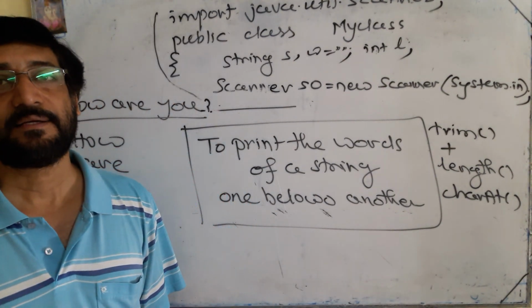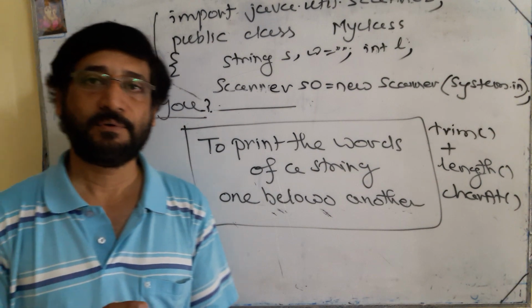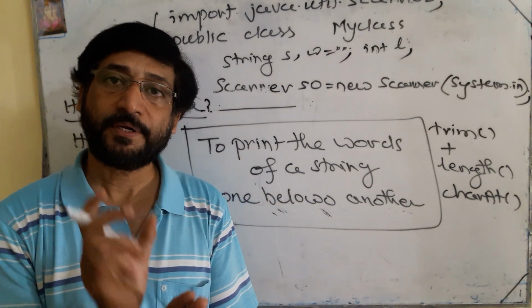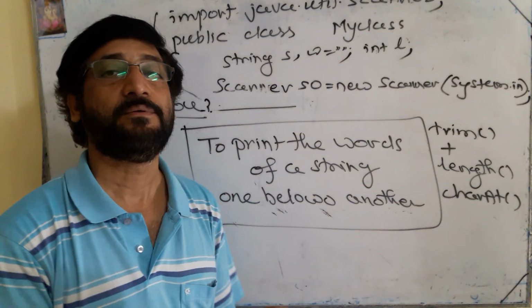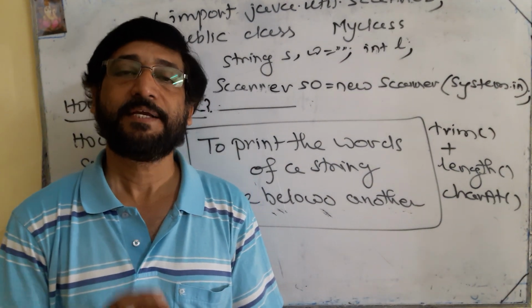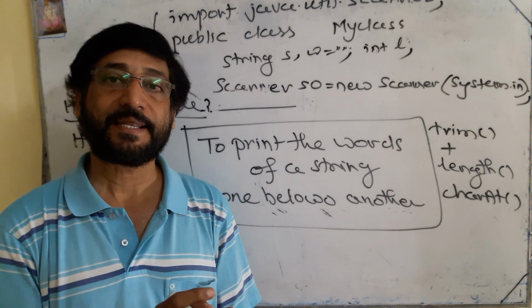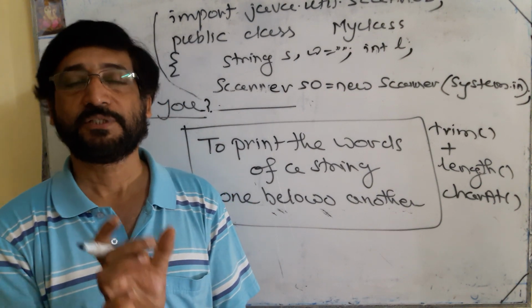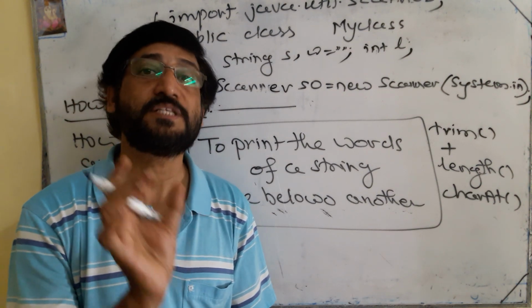After selecting the character, what you have to do? You have to select the word. You have to concat it with a new string variable, say it is w. You concat the selected character sc with w, so that you are able to get the word up to the space character.